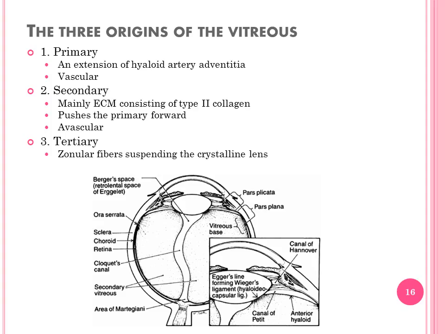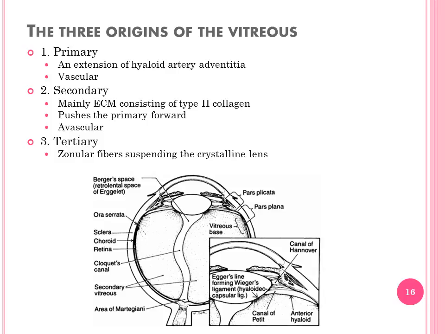Okay, keep going. The three origins of the vitreous. This is something that the book talks about. It's kind of abstract sounding, but it is on boards. It is important. They talk about the primary, secondary, and tertiary. Primary is essentially an extension of the hyaloid artery adventitia. I talked to you about the hyaloid artery during development. It supplied the anterior structures of the eye. Well, in arteries there's a layer called the adventitia, and from that is where the primary vitreous essentially came from. And the primary vitreous is vascular.